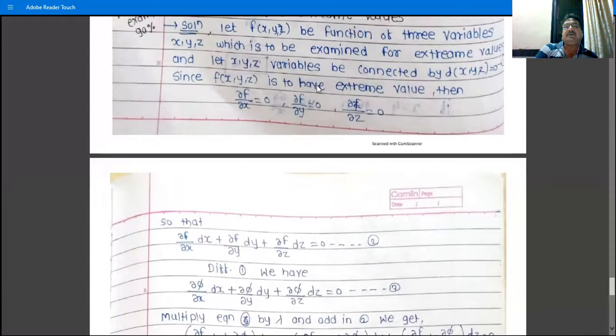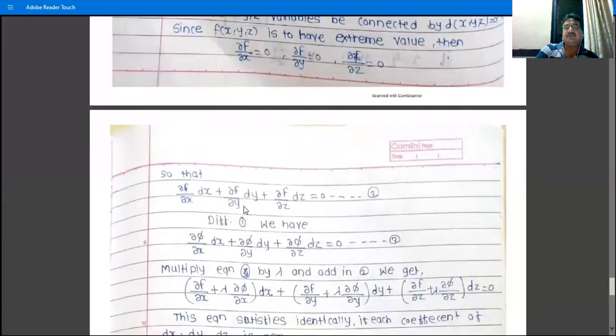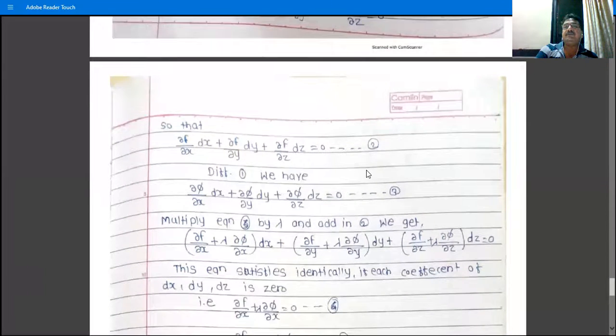So since f(x,y,z) is to have an extreme value, that is, a maximum or minimum value, del f by del x is 0, del f by del y is 0, del f by del z is equal to 0. So we have del f by del x dx plus del f by del y dy plus del f by del z dz equal to 0, because all these partial derivatives are 0. This is the complete derivative. This is, suppose, equation number 2.